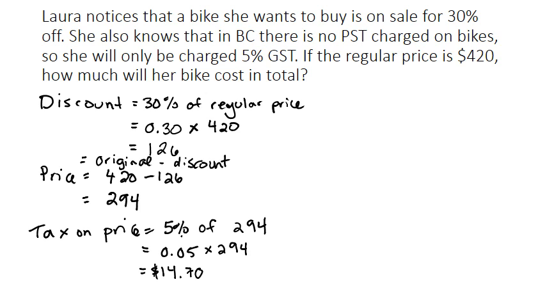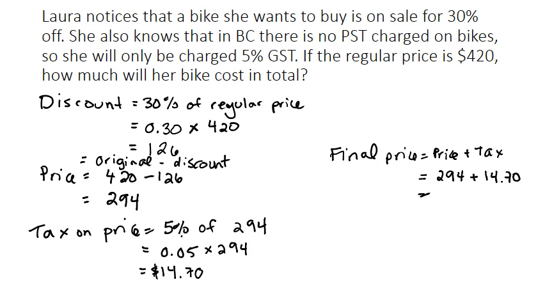So then my final price is equal to my price plus my tax. So my price was $294 plus my tax of $14.70. So that's equal to $308.70. So that's the total price of her bike.